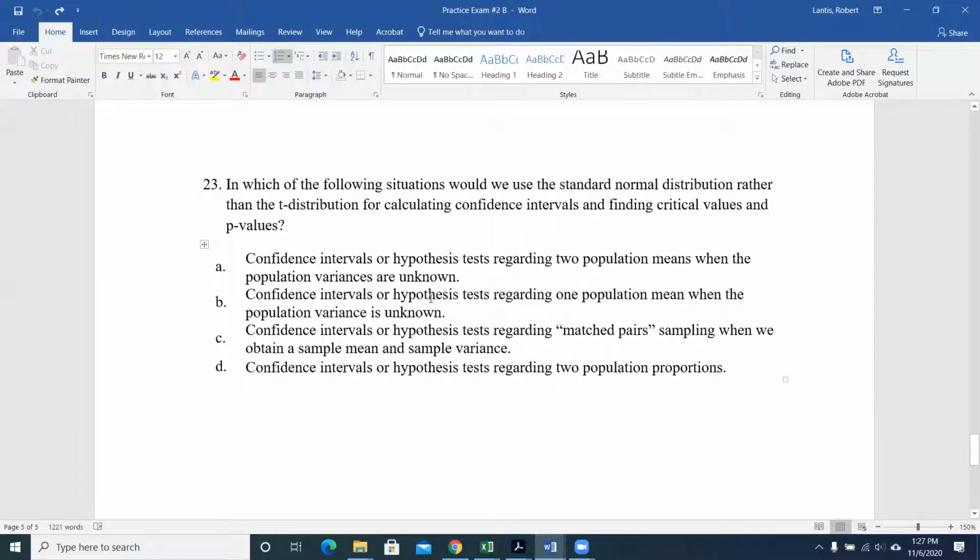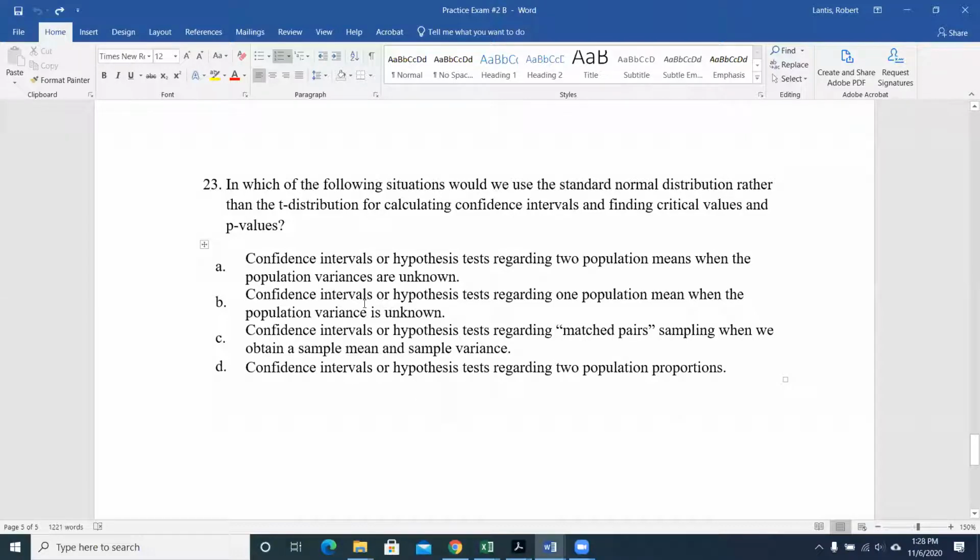Last class we went through how to categorize which ones use the student T and the standard normal. Hopefully the discussion I gave today also helped. But if we're thinking about a problem like this, which of the following would use the standard normal distribution, and not the student T? If we were doing confidence intervals, critical values or p-values, or hypothesis tests where we have two means and the population variances are unknown. Once again, if population variances are unknown, all we have is the sample variance, we use the student T, so we don't use the standard normal there.